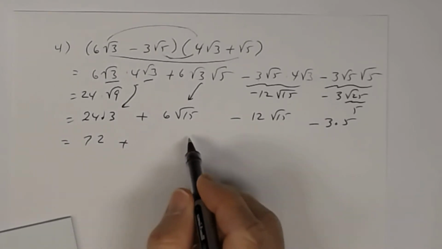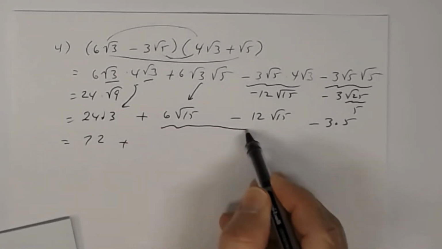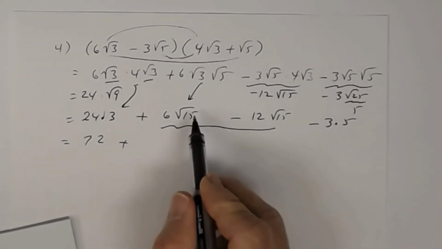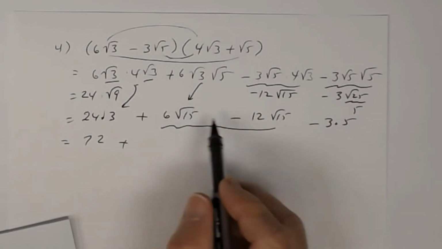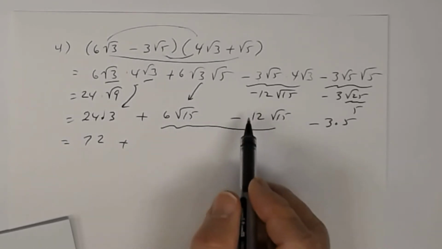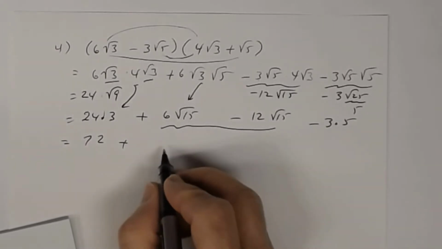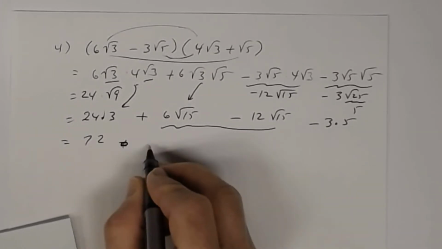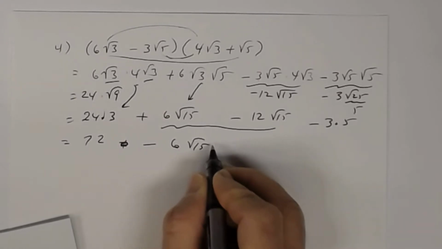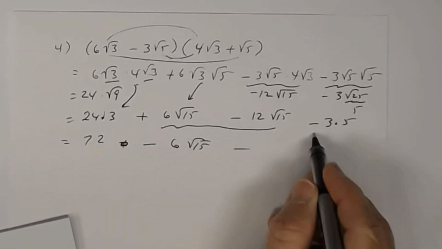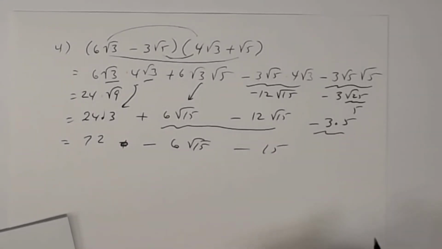And then plus, now I can combine these right here, right? Because those are like terms. The radicands are the same. So 6 square root of 15, subtract 12 square root of 15 is a negative. I'm going to go ahead and write it like this, minus 6 square root of 15. And then minus, and this is 15, okay?